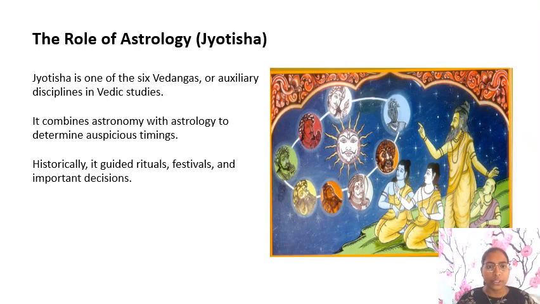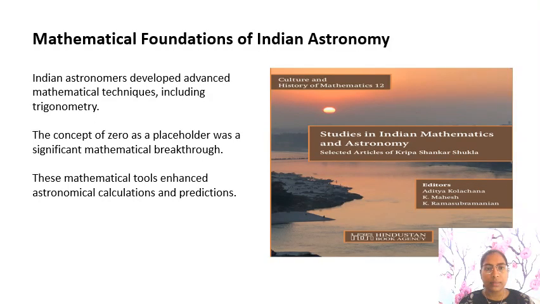The role of astrology or Jyotisha. Jyotisha is one of the six Vedangas or auxiliary disciplines in Vedic studies. It combines astronomy with astrology to determine auspicious timings. Astrologically, it guides rituals, festivals, and important decisions.